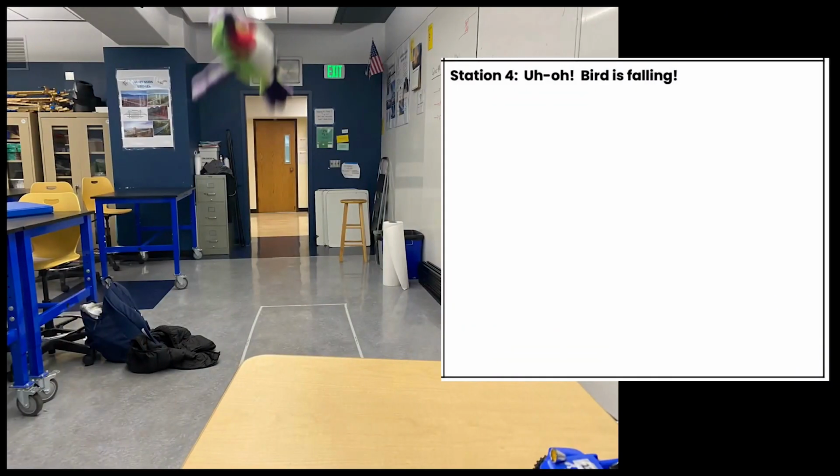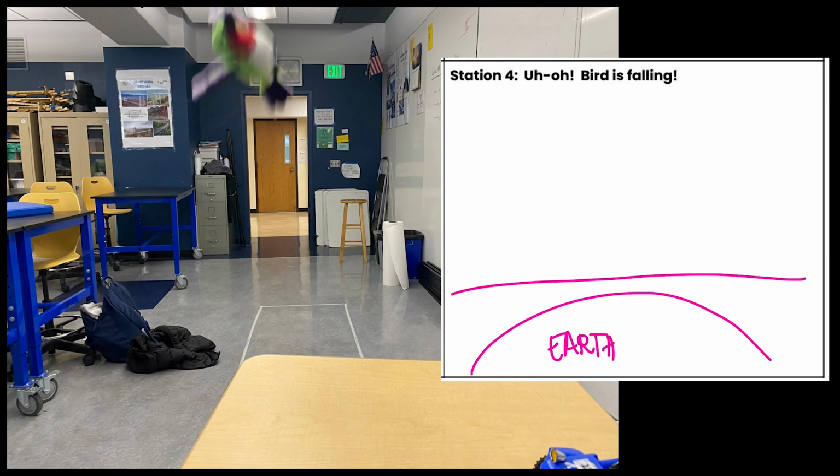And then the last one, we've got the bird that is falling. So I don't know if you can see it, but there's our bird. Our bird is flying. Okay, and I tried my best to capture the bird flying or falling. All right, so we've got our earth. Okay, we have the floor. We have the table. Okay, so the table's right here, right? And the bird is not on the table. The bird is falling.